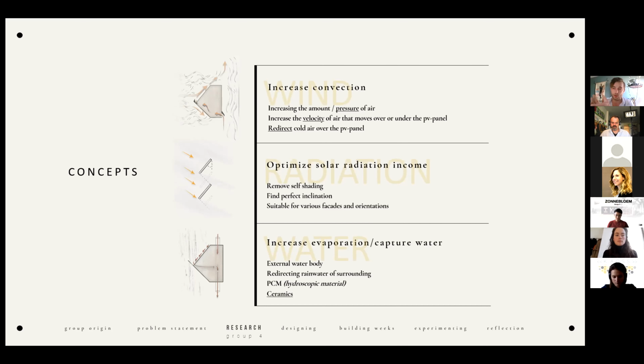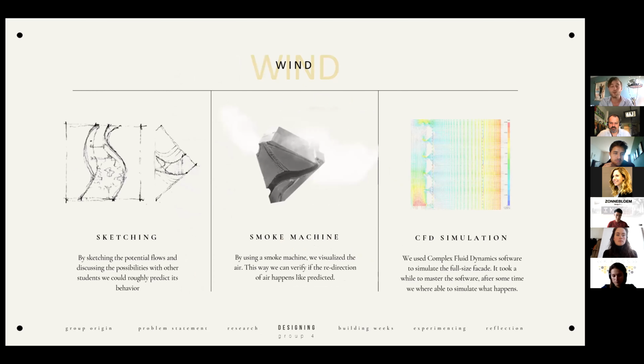And one is the water. We want to use water as a heat exchange medium, and therefore we want to capture the rainfall that falls in warm climates, since it's pretty scarce. We first thought about storing it in an external water body, but we wanted to solve it inside the facade itself. So we came up with ceramics, and the hygroscopic character of ceramics allowed us to do that.